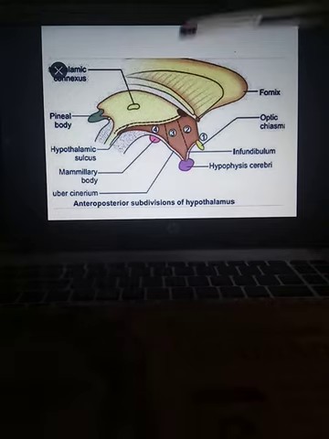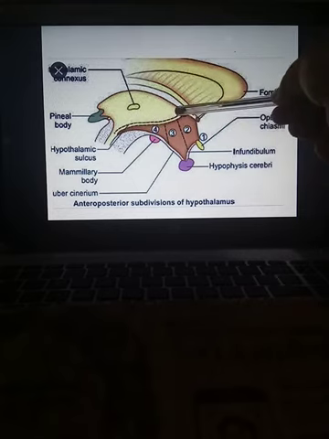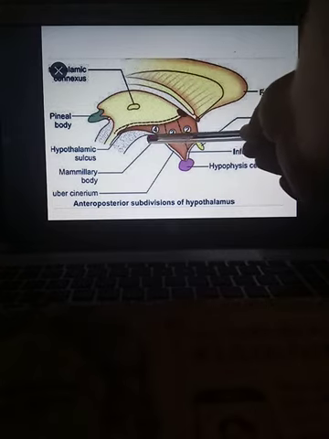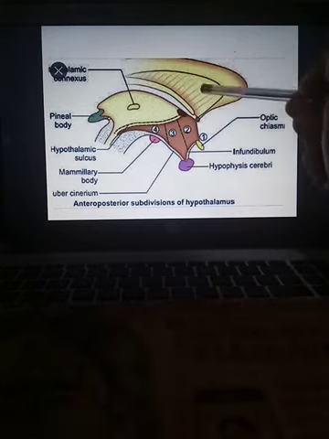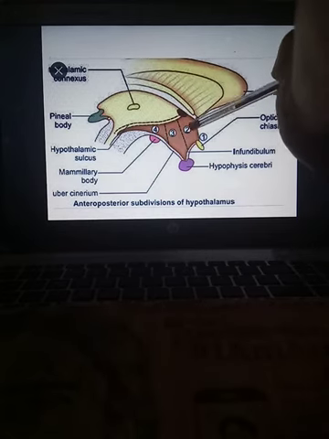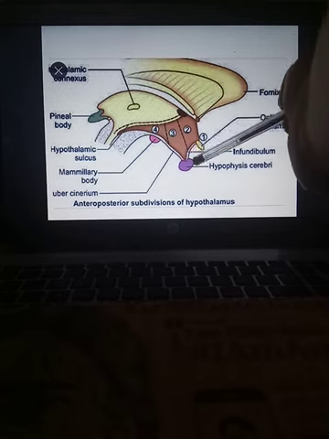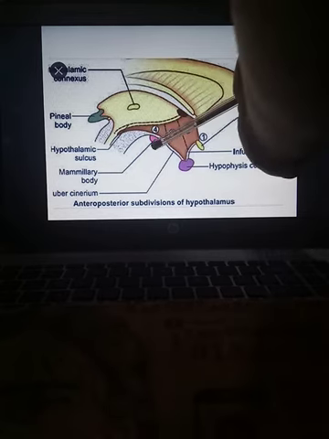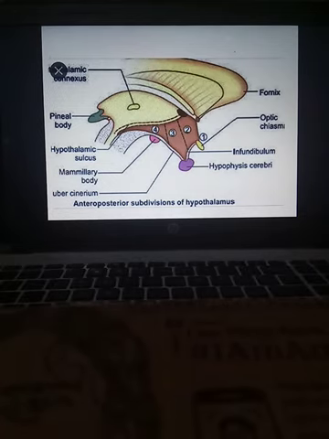Superiorly it will be separated from the thalamus by means of this hypothalamic sulcus. That is the superior relation. Posteriorly you will have the ventral thalamus. And laterally you have the internal capsule. Anteriorly it will be confined by the lamina terminalis, and inferiorly you will have the infundibulum, tuber cinereum and mammillary body. These were the boundaries.